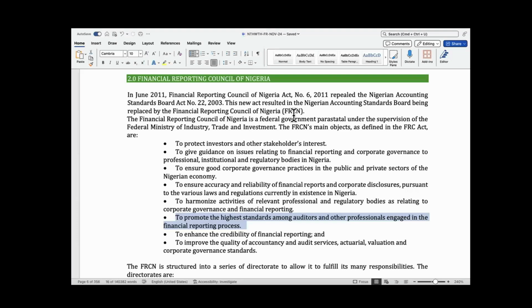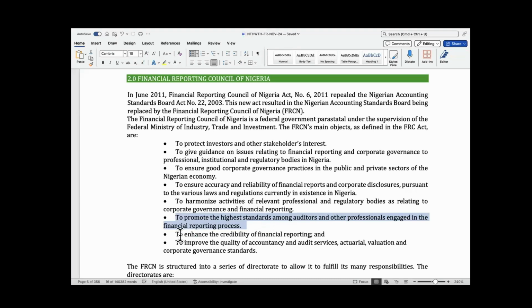Or if you're an auditor and you want to sign reports, you're an engagement partner, you want to sign a report, you must have an FRCN number. Or if you're an MD, there is room for directors. If you belong to, I think, Institute of Directors, you can also have an FRCN number. Because if you don't have, you cannot sign. You need an FRCN number. So they would verify and ensure that you are professionally qualified. And that's how to ensure high standards among auditors and other professionals engaged in the reporting process.